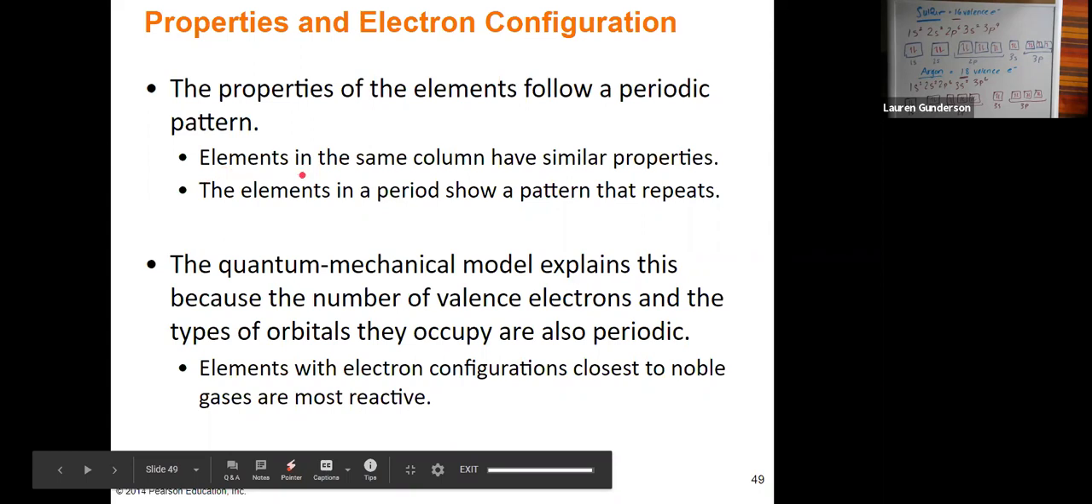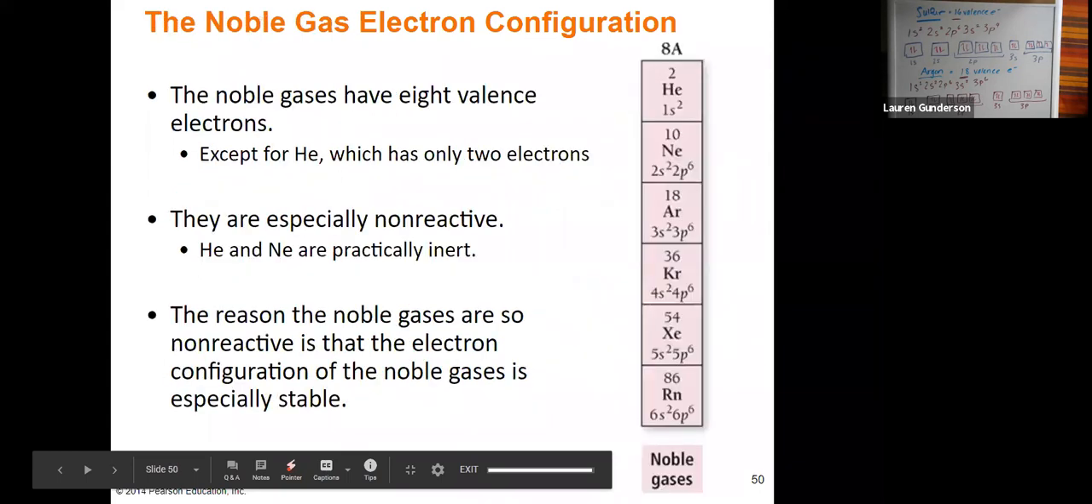The elements in the same column are going to have the same properties. And elements with the electron configuration that's closest to the noble gas configuration are going to be the most reactive ones, right? What does a noble gas configuration mean? It means that if you were to draw out an electron box diagram, or an orbital diagram, you would have no unpaired electrons, okay? That's what makes them so stable. They are very unreactive because everything is paired up. They don't want to gain any electrons. They don't want to lose any electrons.